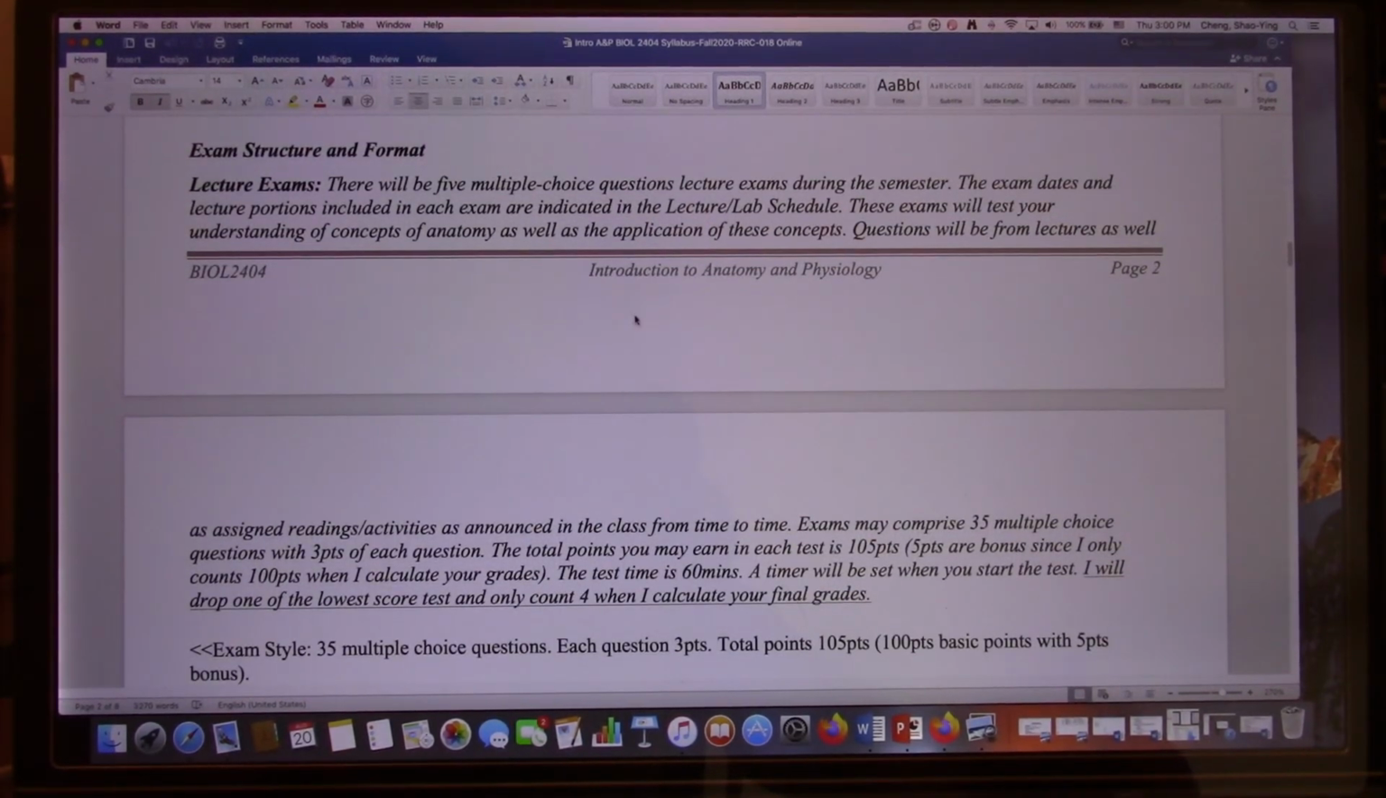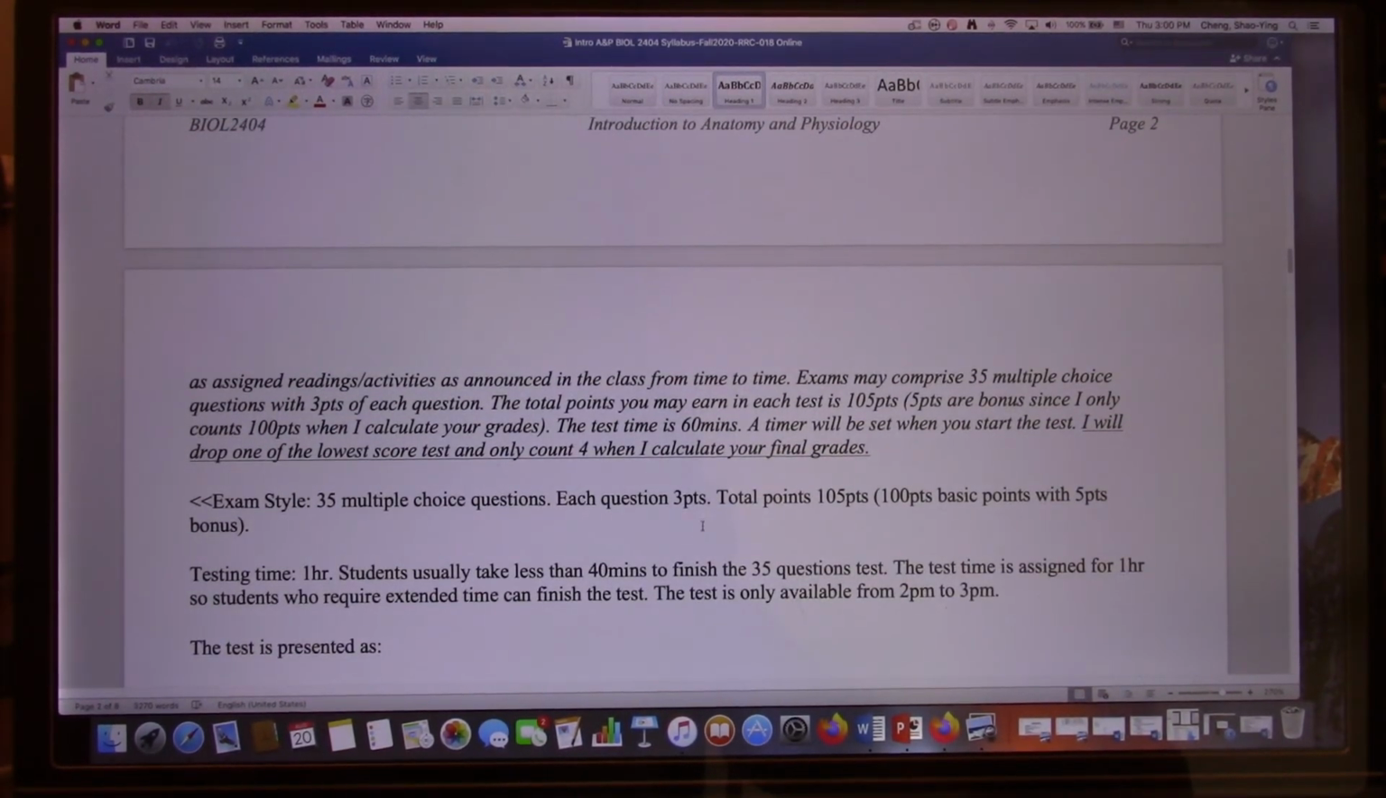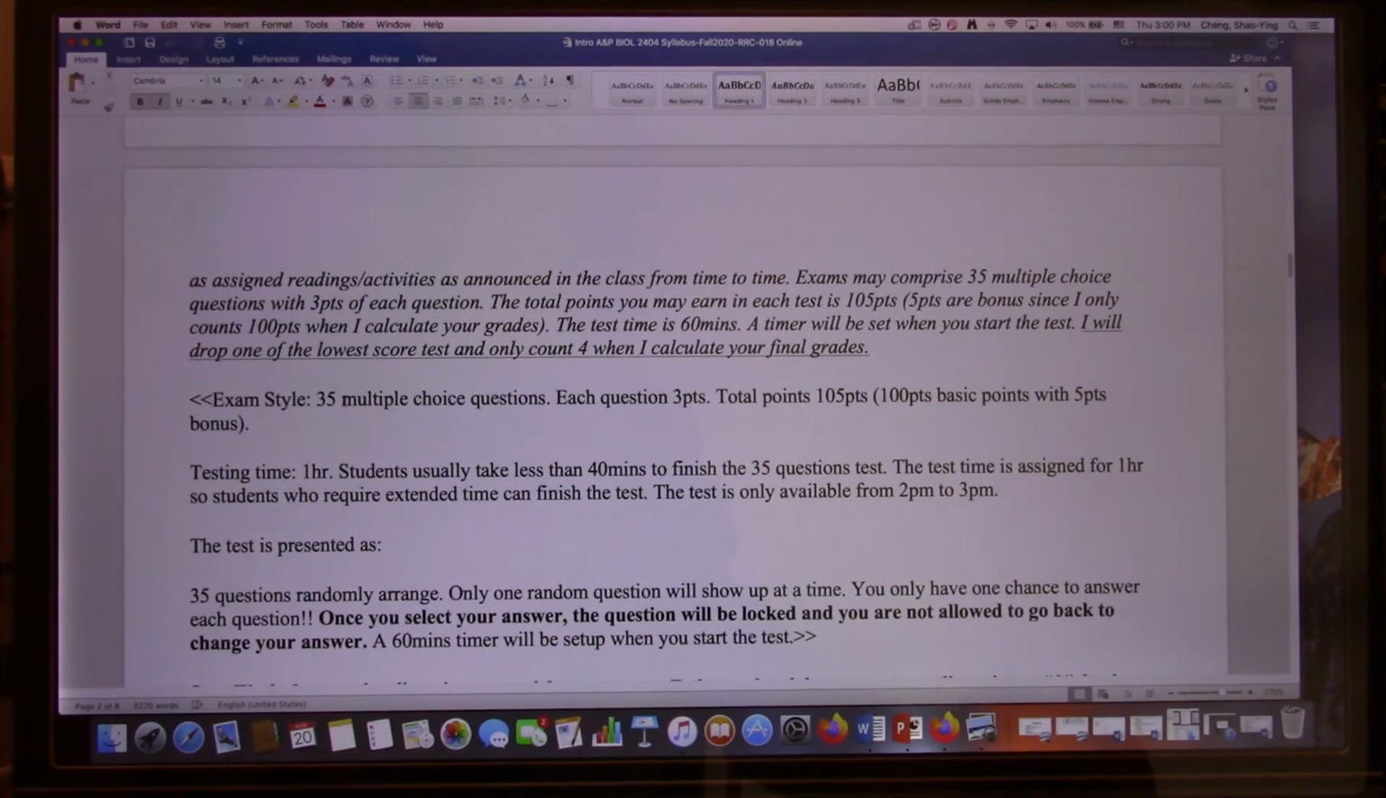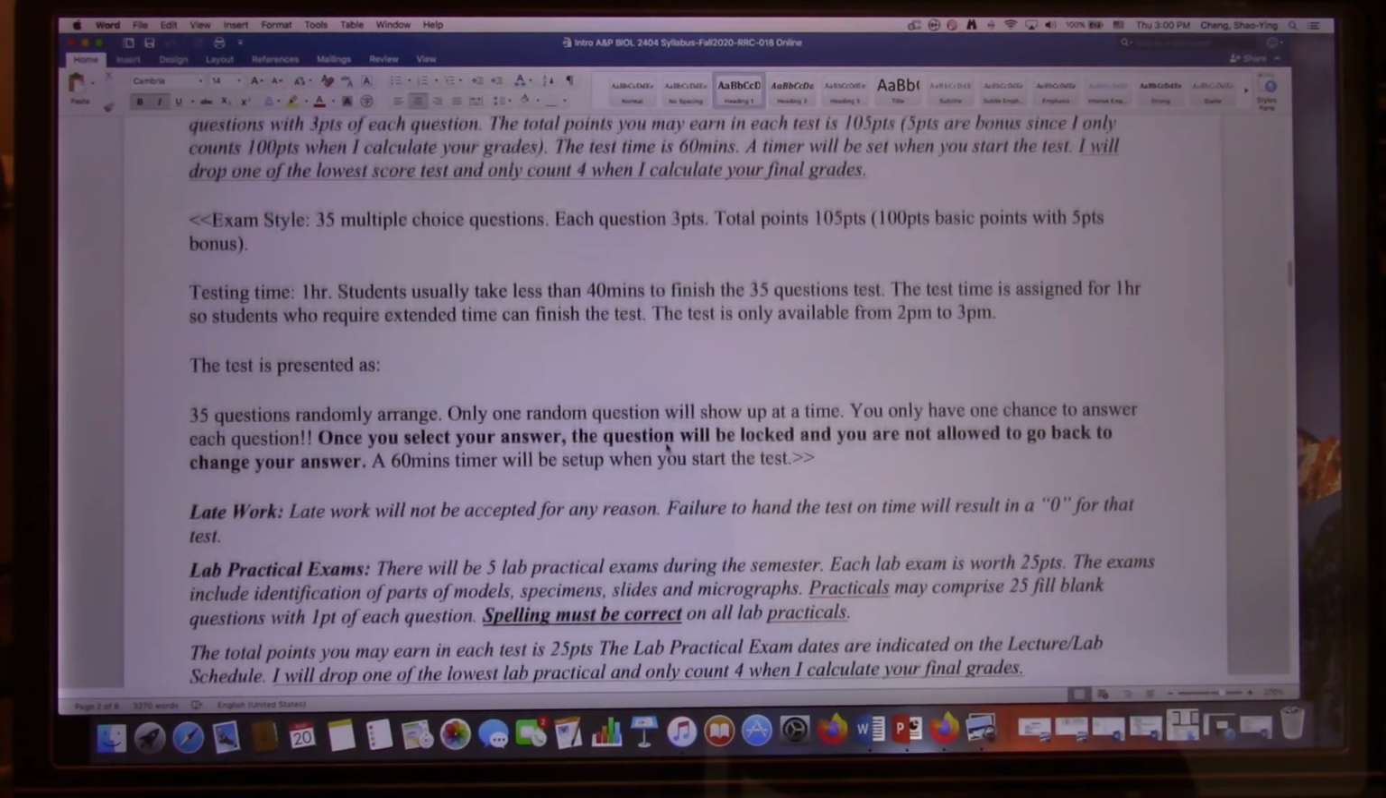Okay, the lecture test is multiple choice, and we have 35 questions. Usually students finish within 30 minutes, like one question per minute or less. And I don't let you go back to change the answer. So usually students take about 30 minutes to finish this, and I give you 1 hour.